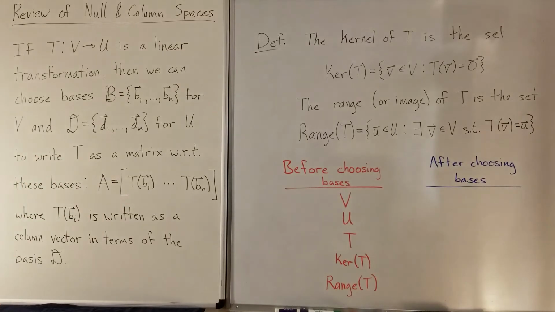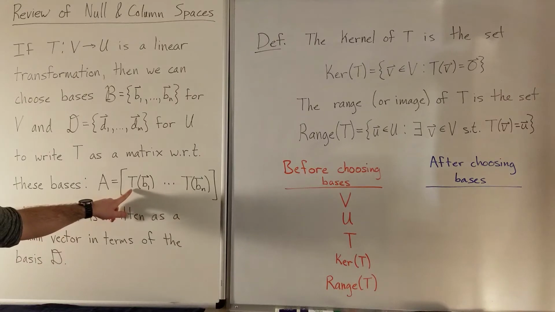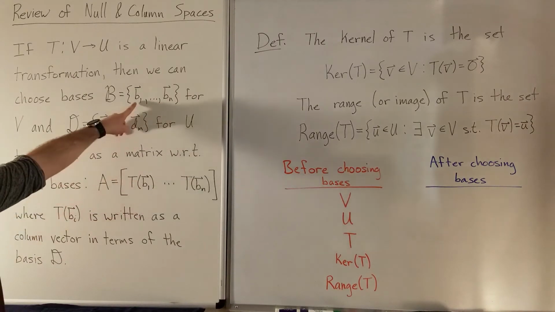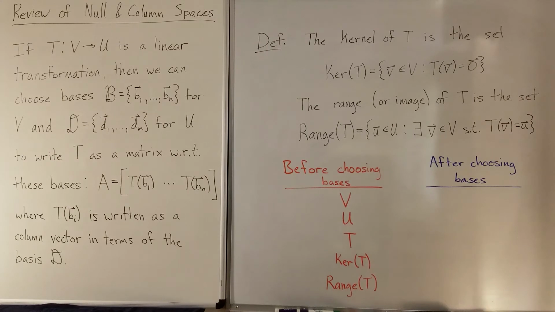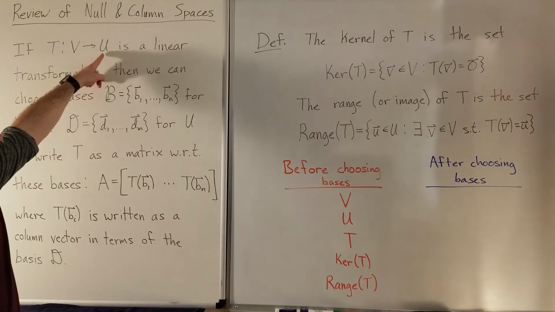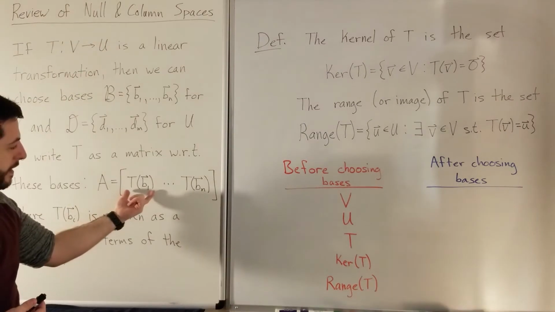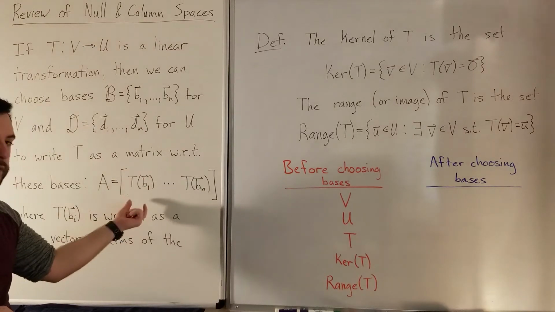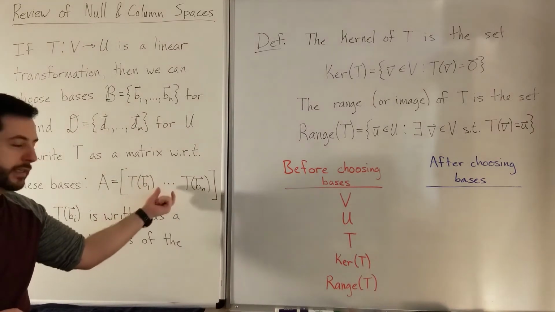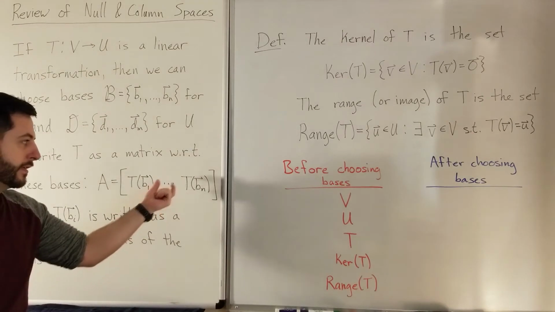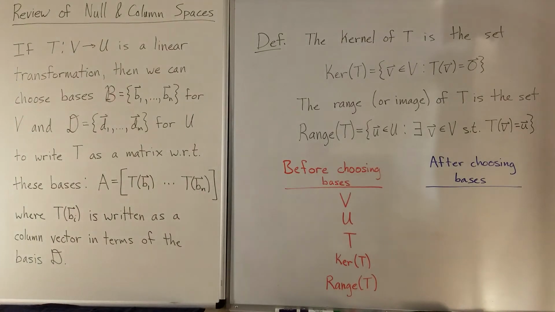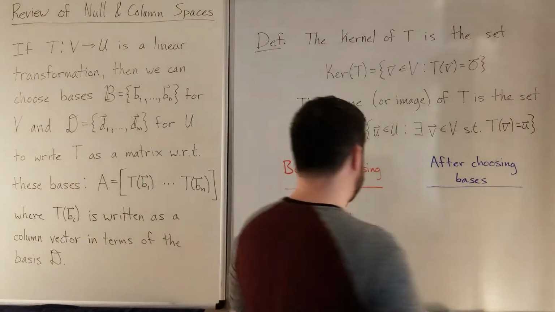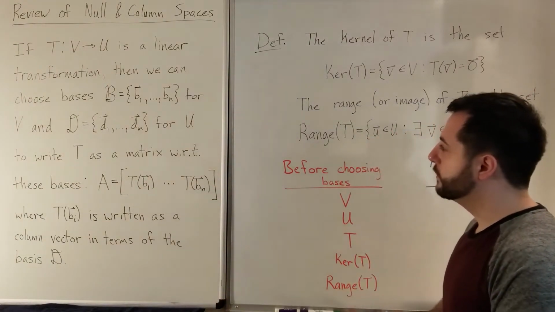So how that works is you apply the transformation to B1, the first basis vector here, and you see where that lands in the space U. Write whatever that vector is as a column vector in the basis D, and then that column goes here. It's the first column of our matrix. And then do the same thing for B2. That's the second column of the matrix, all the way up through Bn. Okay, so that's how we're going to be creating a matrix from a transformation.